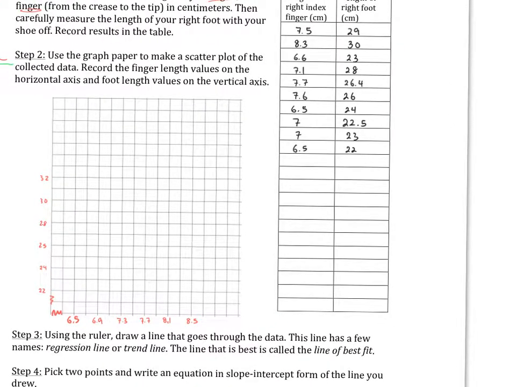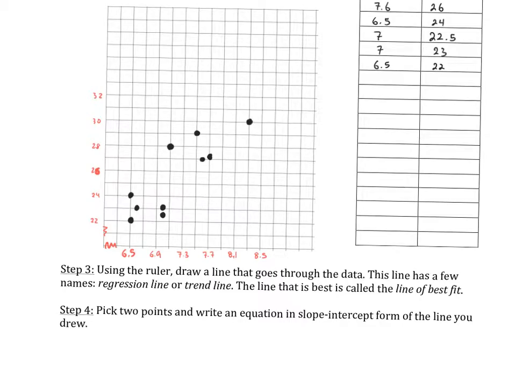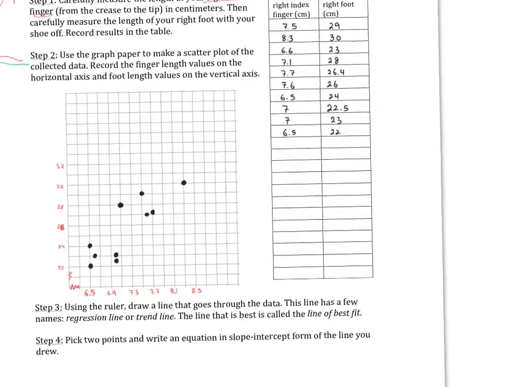For 7.5, I get 29. So 7.5 gives me a 29 to there. Start plotting a few more, and I get this. All right, so when I plot all of this data, we see this going on. All right, so here's the next step that you're going to do.